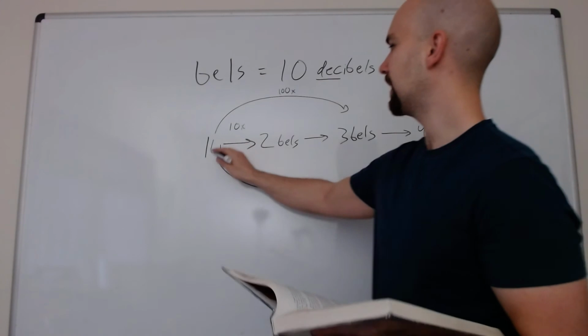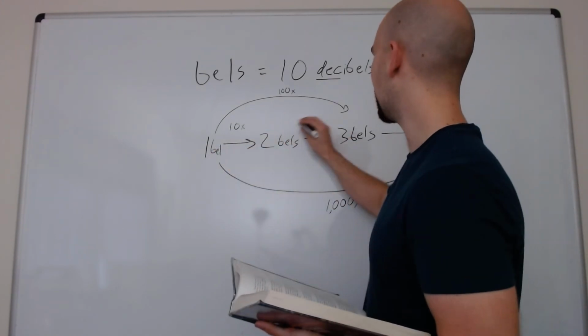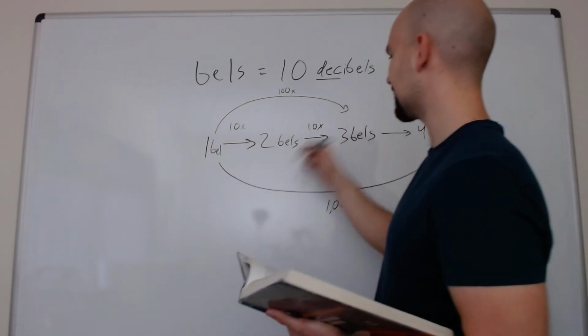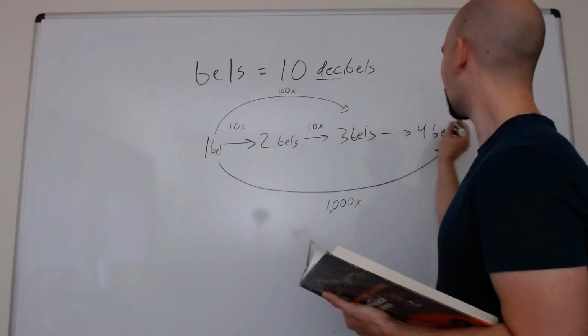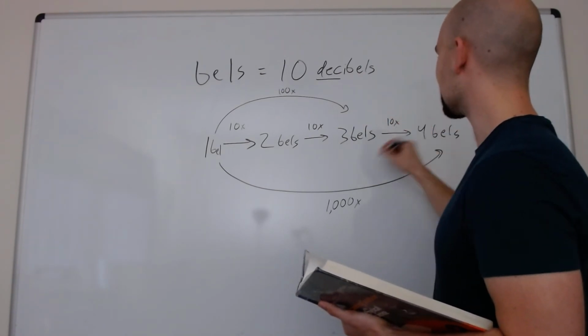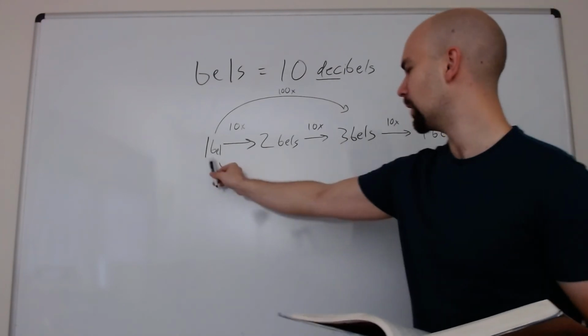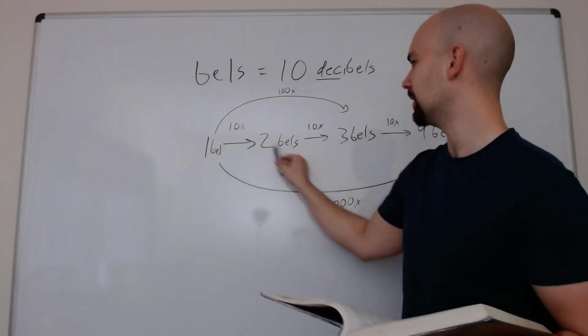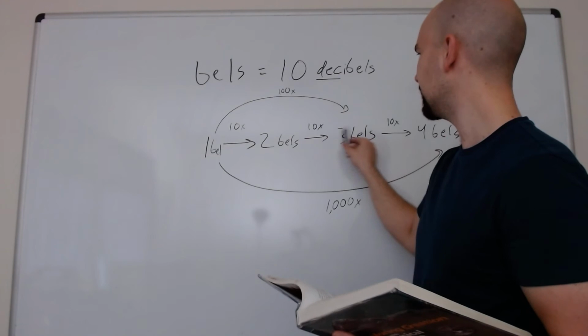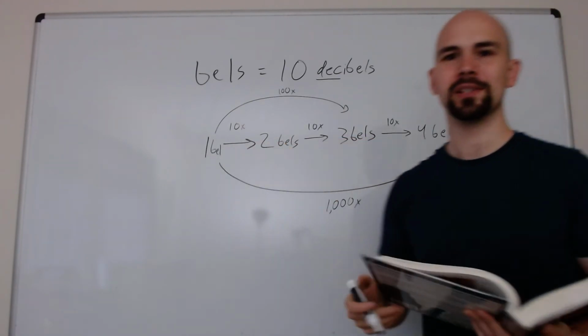So 1 bel to 2 bels is by 10. 2 bels to 3 bels is by 10. So 3 bels is 10 times as powerful as 2 bels. 4 bels is 10 times as powerful as 3 bels. But if you were to jump all the way, 1 to 2 is going to be 10 times. 1 to 3 is 100 times. 1 to 4 is 1,000 times. So hopefully that makes sense.